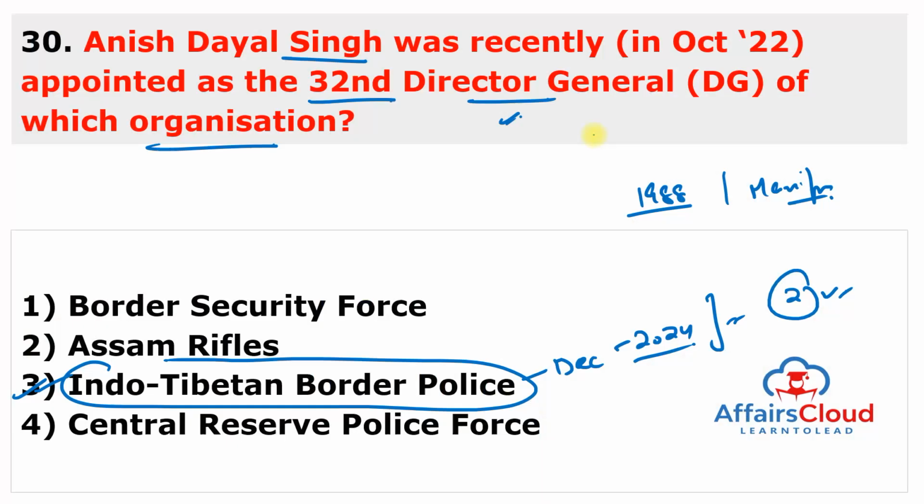So you can see here, Anish Dayal Singh takes the charge of Indo-Tibetan Border Police Director General, and the approval was given by the Appointments Committee of the Cabinet headed by the Prime Minister. Earlier this position was with S.L. Thausen, who was holding the additional charge of this force.